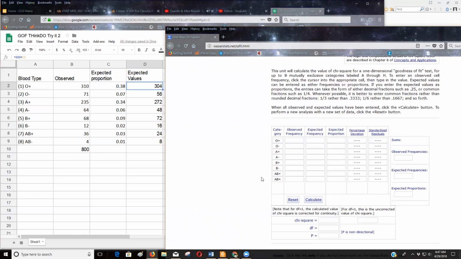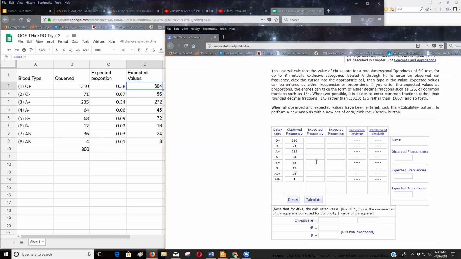There's another applet I found that will do up to 12 different categories. This one does 8, so that's okay. And then we're going to type in our observed. What do you get? 310, and 71, and 235, 64, 68. I'm going to make this video a little bit longer after I do this, and we're going to calculate this by hand also.